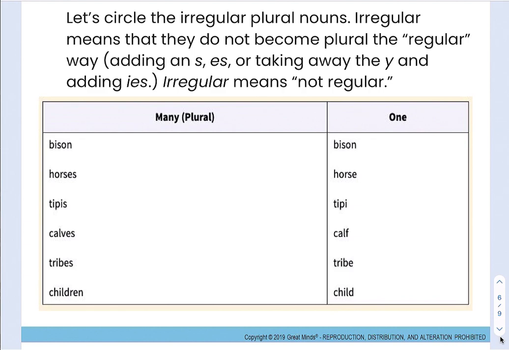So which of these nouns are irregular? That means they do not end with S or an ES. Take a moment to find them on your own. Okay, so bison does not end with an S or an ES. Horses does. Teepees does. Calves also ends with an S. Tribes ends with an S. And then we have children. So we just have a couple here that are irregular.